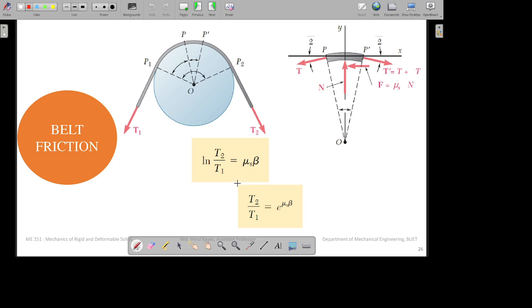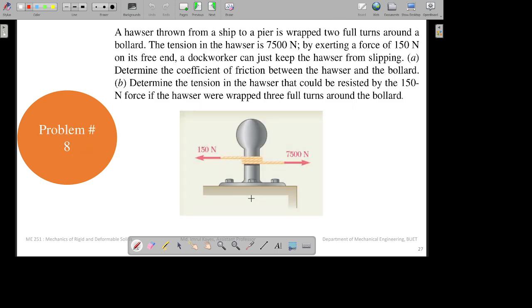The formula is T2 divided by T1 equal to e to the power mu s multiplied by beta. T2 will always be larger, the greater tension. So here is our first problem.